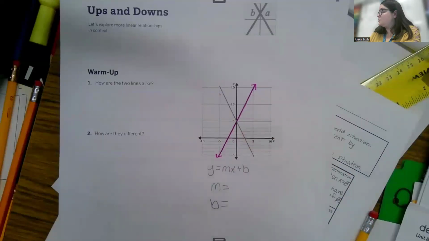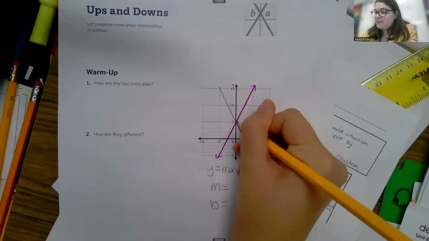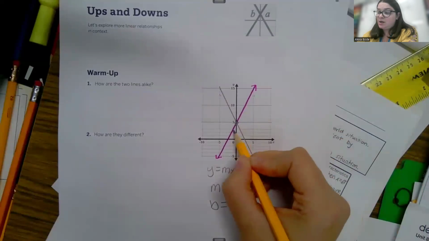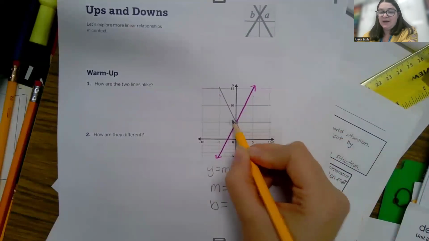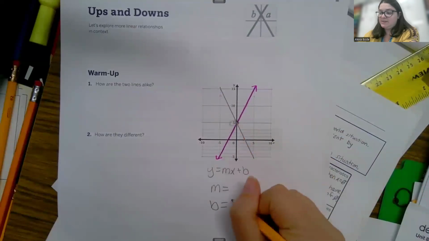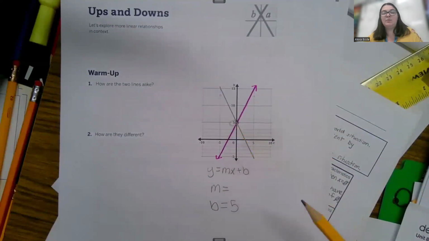Okay, so this increasing line, the y-intercept is where it crosses the y-axis. So this crosses the y-axis at 5. So my y-intercept is 5. I always prefer to find b first. When I'm given a graph, I like to find my y-intercept first because my y-intercept is going to be one of my pretty points the majority of the time.